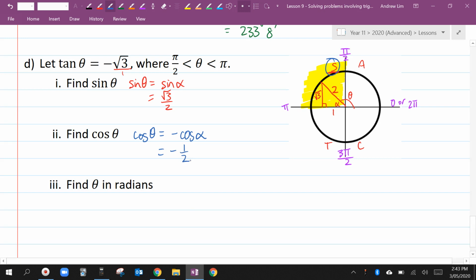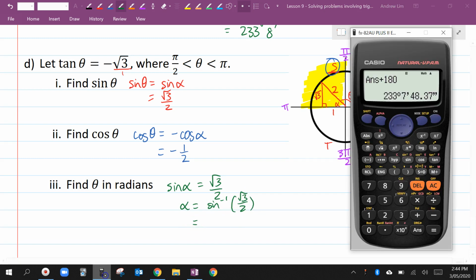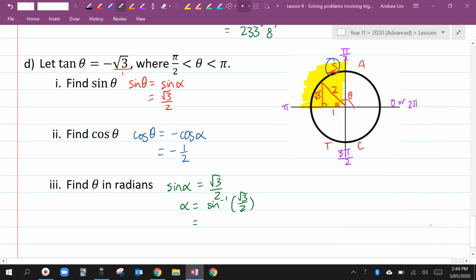Find theta in radians. So I'm going to pick sine because it's positive. If sine of alpha is equal to root 3 on 2, alpha has to equal the inverse or the arc sine of root 3 on 2. I'm going to work that out in our calculators. Again, just keep it in degrees mode and we can convert it to radians later. So shift sine root 3 on 2 is 60 degrees.